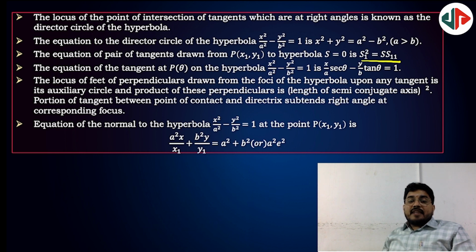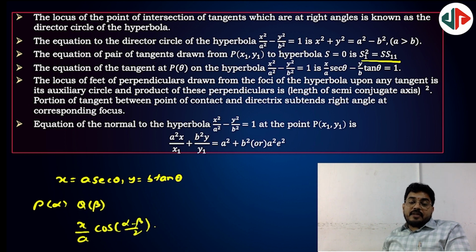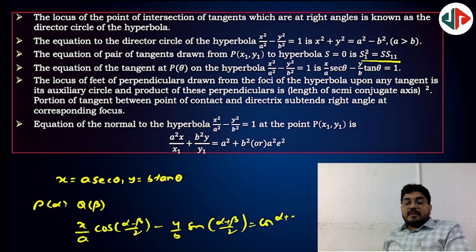The parametric form of the tangent is x by a secant theta, y by b tan theta. Before the parametric point, you need to write x is equal to a secant theta and y is equal to b tan theta. What is the chord joining points P alpha and Q beta on a hyperbola? That formula is x by a cos of (alpha minus beta) by 2 minus y by b sine of (alpha plus beta) by 2 is equal to cos of (alpha plus beta) by 2.